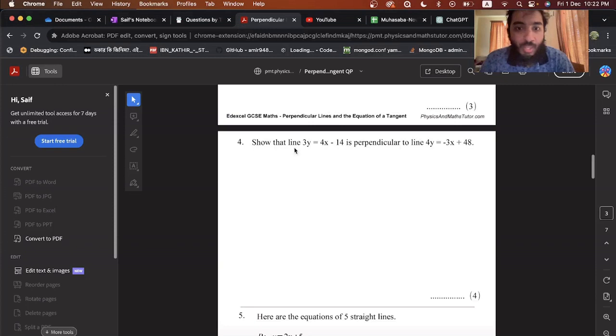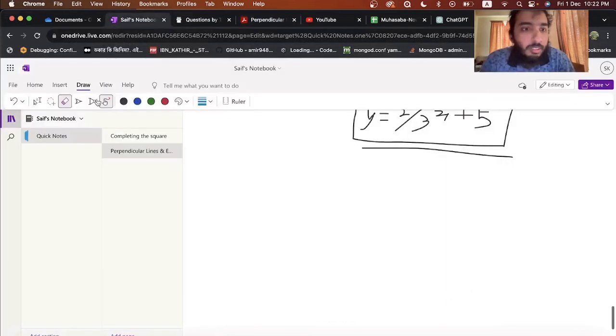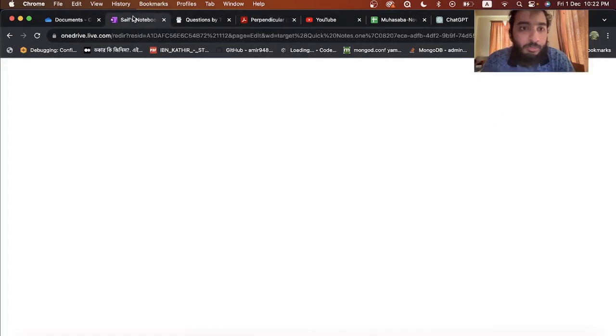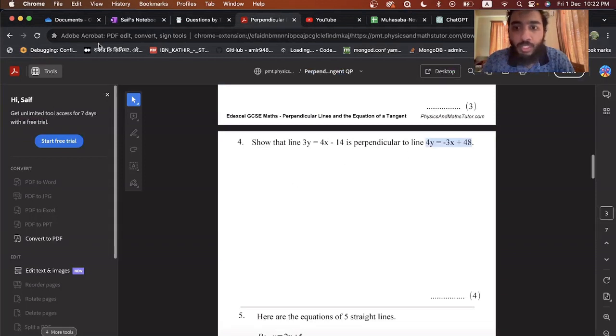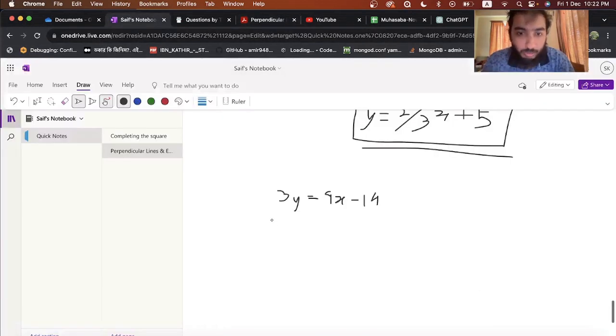Show that the line 3y equals 4x minus 14 is perpendicular to the line 4y equals minus 3x plus 48. Okay, so if I go to the notebook and use the pen tool to write those equations: the line 3y equals 4x minus 14, and 4y equals minus 3x plus 48.